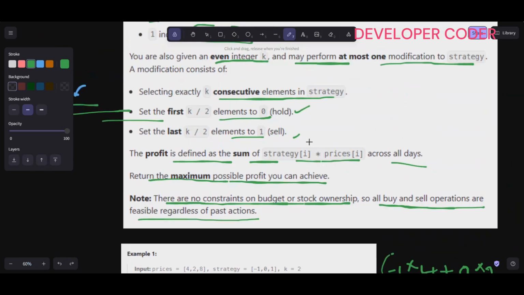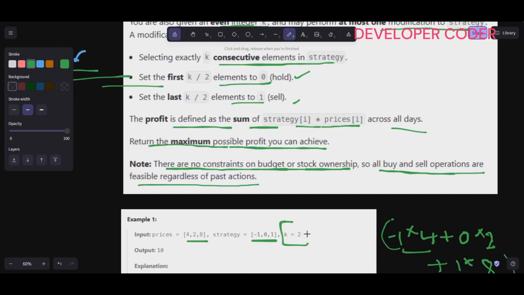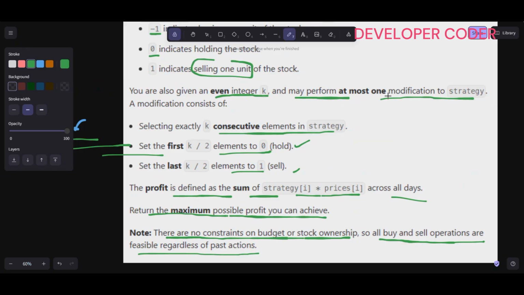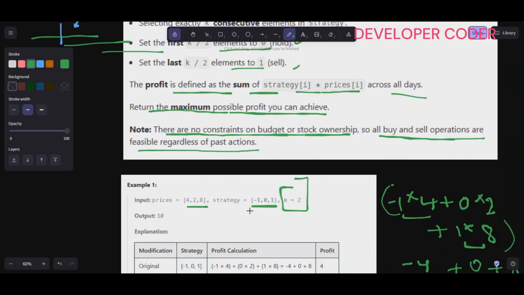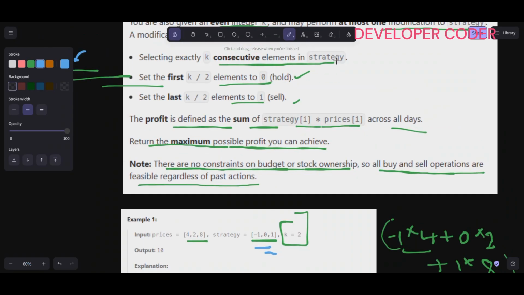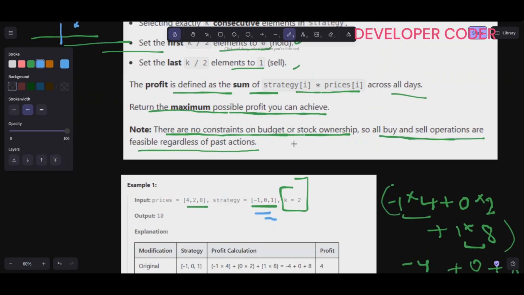Now here after that, you are also given an even integer k. Even integer k is given to us, right? And may perform at most one modification to strategy. First, selecting exactly k consecutive elements in the strategy. K is 2, so 2 consecutive elements, so I can select first -1, 0, or after this I can select 0, 1, right? We have to select k consecutive. Now if I'm selecting k consecutive elements in strategy, after that we have to set the first k/2 elements to 0, hold, and set the last k/2 elements to sell, right?